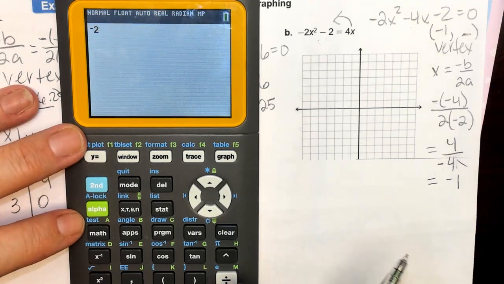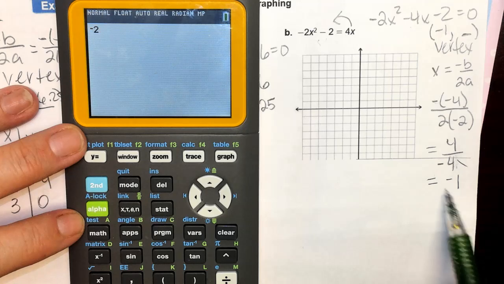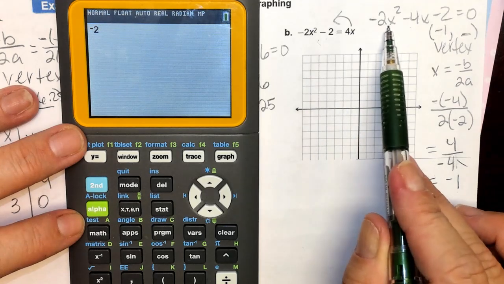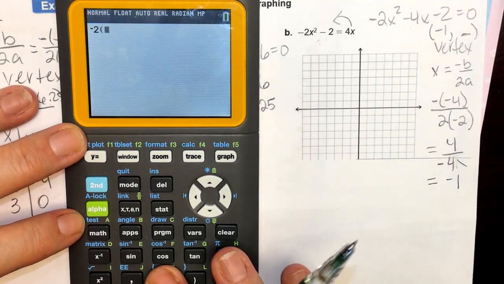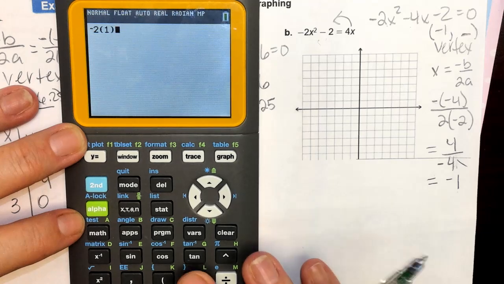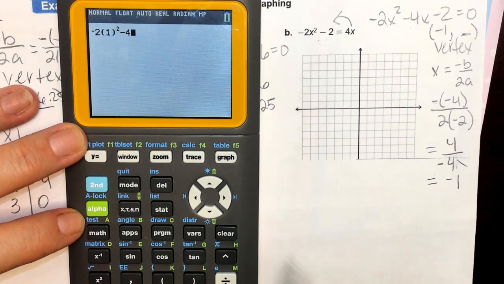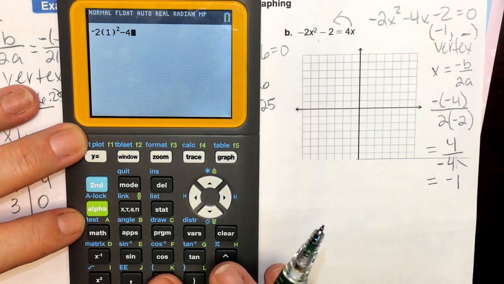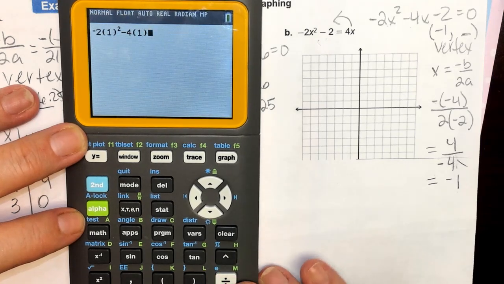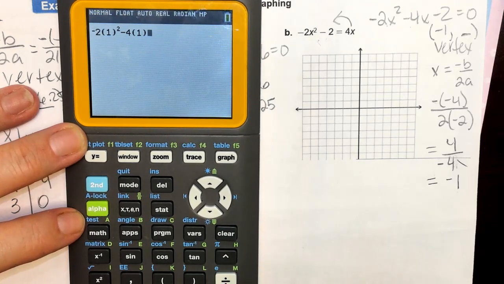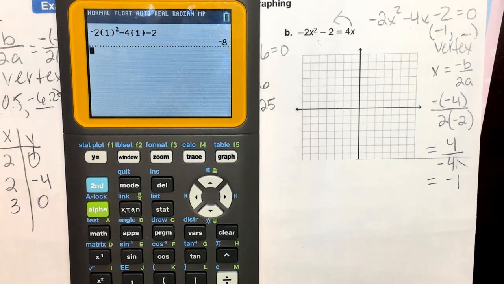All right, so -2, we're plugging in -1 for x. So instead of x, we're going to say times 1 squared. Then we have minus 4, and we have 1 again, and then minus 2. And what do we get? We get negative 8. Why did we get negative 8? What did I do? I felt like we shouldn't have got negative 8.